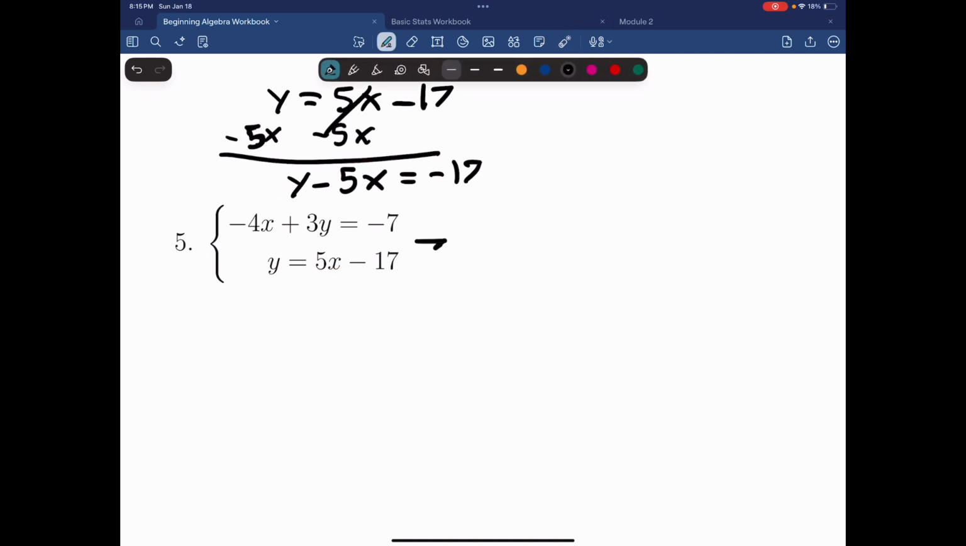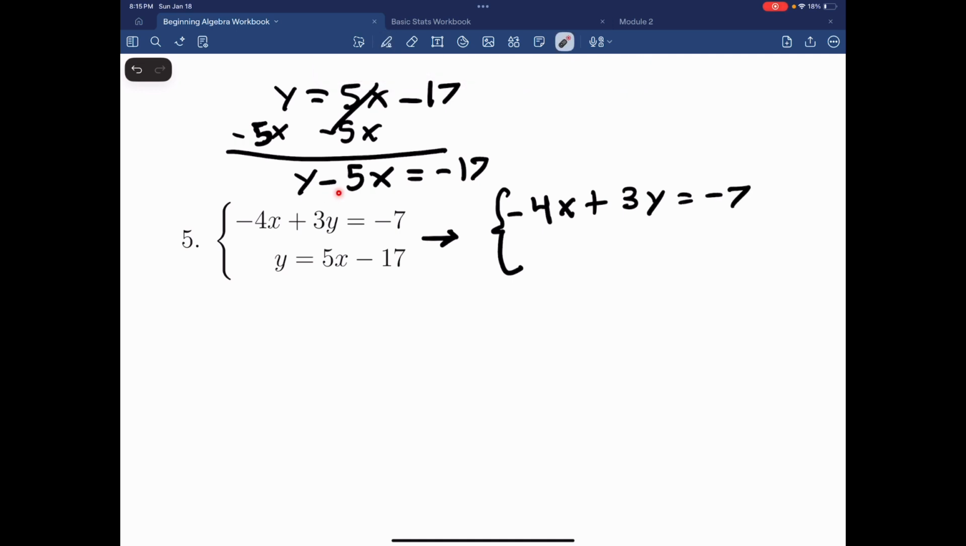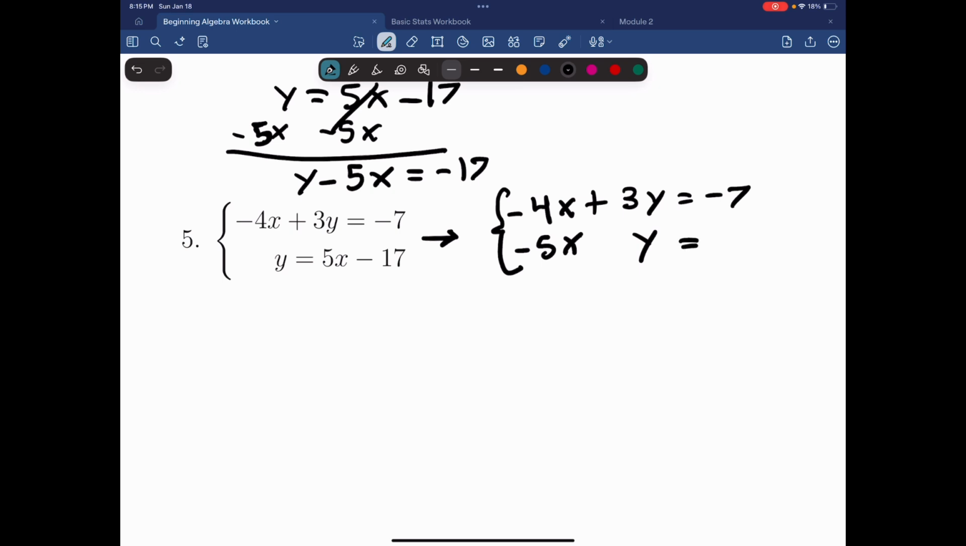So what I'm going to do now is rewrite this system. I'm going to simply write the first equation like it is, negative 4x plus 3y equals negative 7. And then I'm going to take the standard form and bring it down here. We have a positive y here, so I'm going to bring that positive y there, so our terms line up with each other, and I'm going to bring down this negative 5x here. And I'm going to set that equal to negative 17.